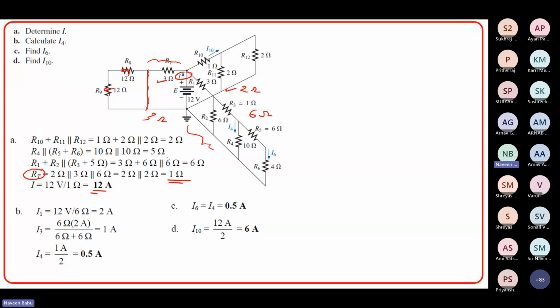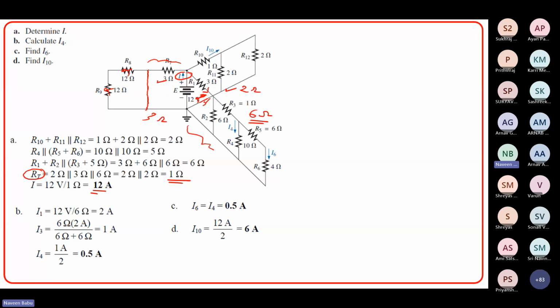Let's find out I4. What is the equivalent resistor that we got in this particular branch? It is 6 ohms that we got in this window. So 12 divided by 6 will be 2 amperes, the current that is coming out from this. So this will be 2 ampere.